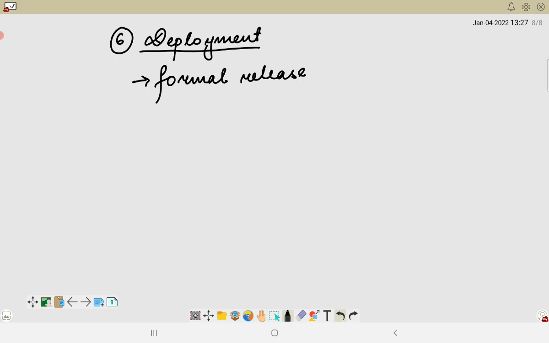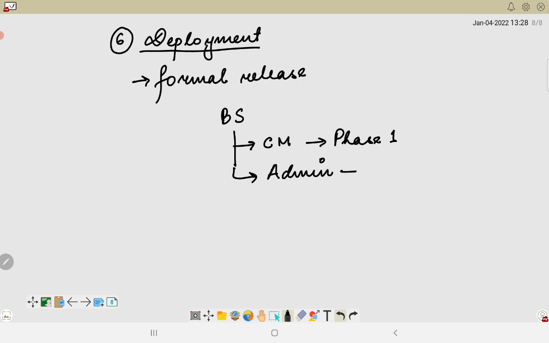Sometimes this product deployment happens in stages. Suppose I build a banking software. Initially I'll use only the customer module. So my banking software will have a customer module, and maybe this is in phase 1. It is released and deployed. The second one, maybe I have an admin module, and this is maybe in phase 2.